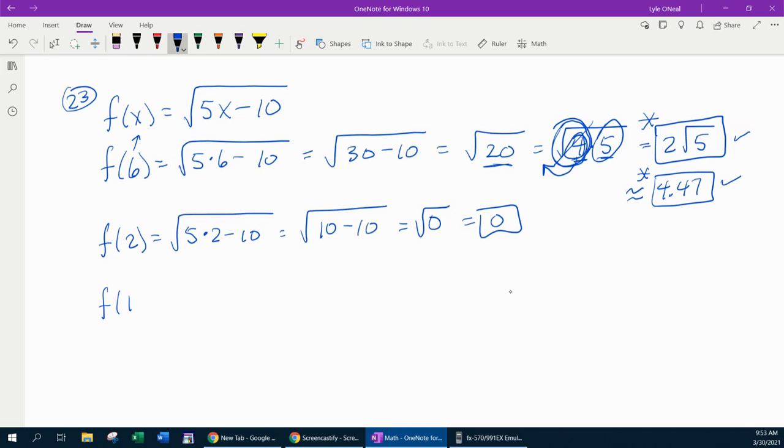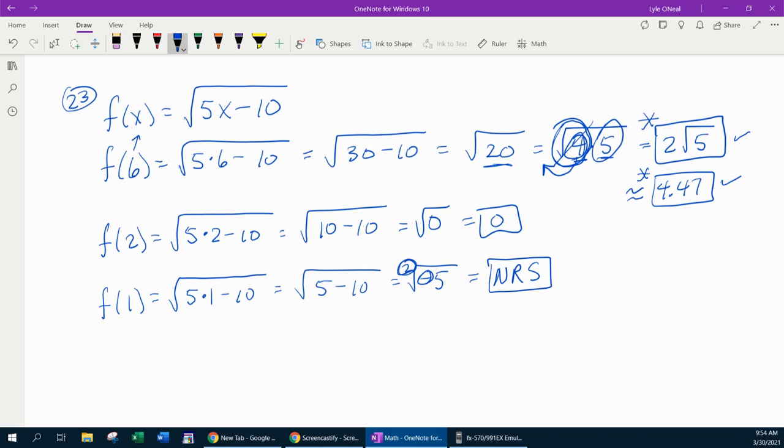Next, they want us to find f of 1. So that would be the square root of 5 times 1 minus 10. 5 times 1, that is 5 minus 10, which is negative 5. Okay, so now let's think about this a second. If the index is not showing, it's understood to be 2. If the index is even and the radicand is negative, that's going to be no real solution. So there is no real solution for this problem.